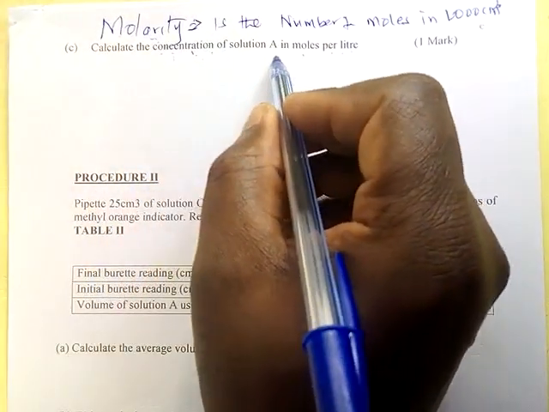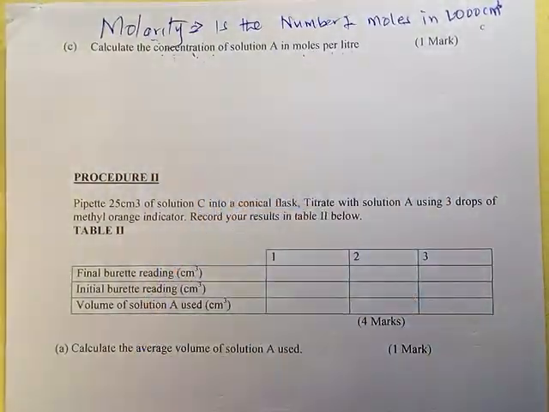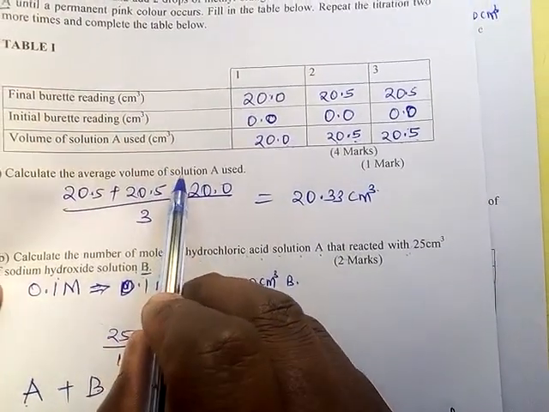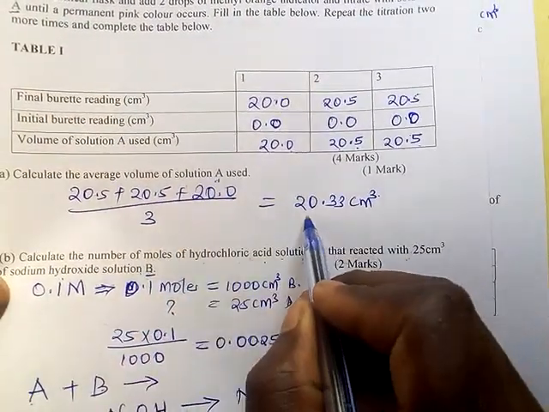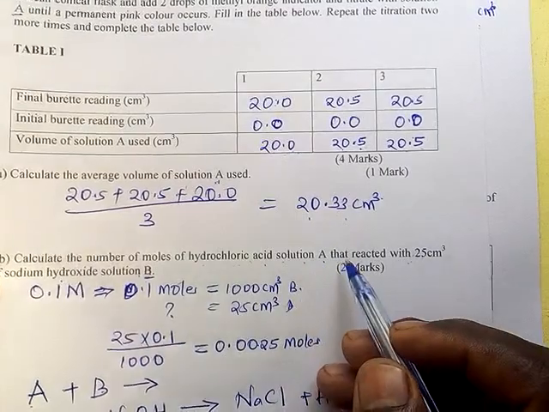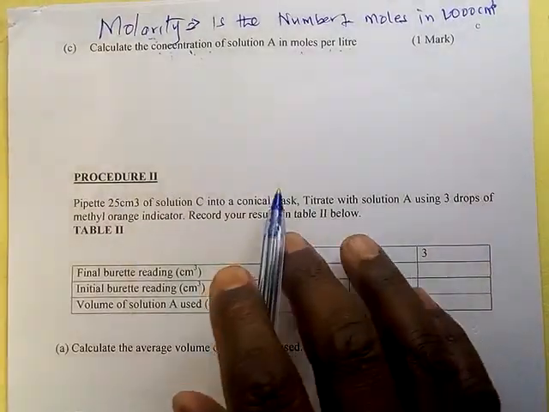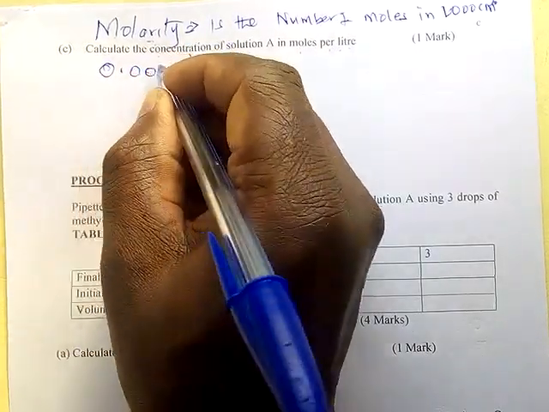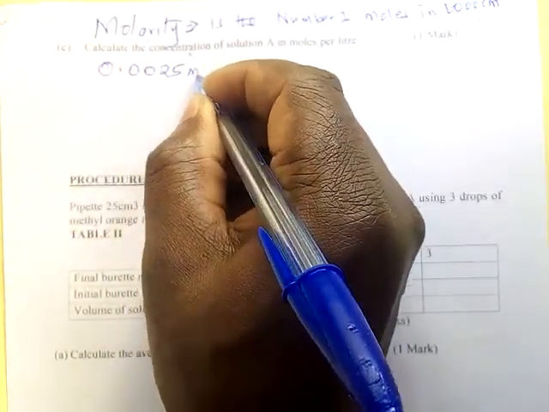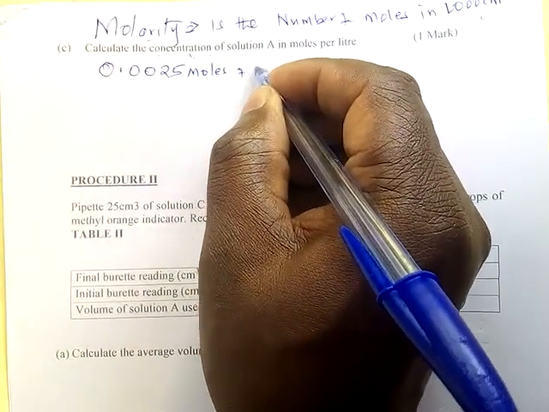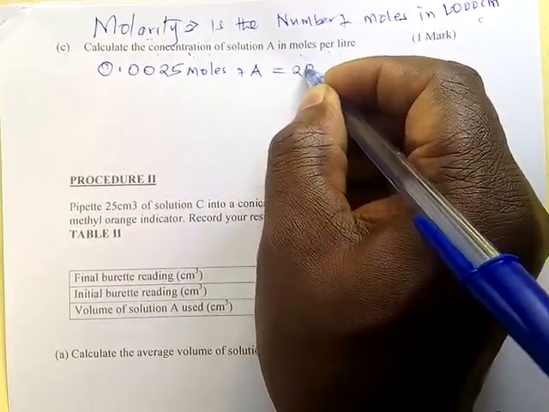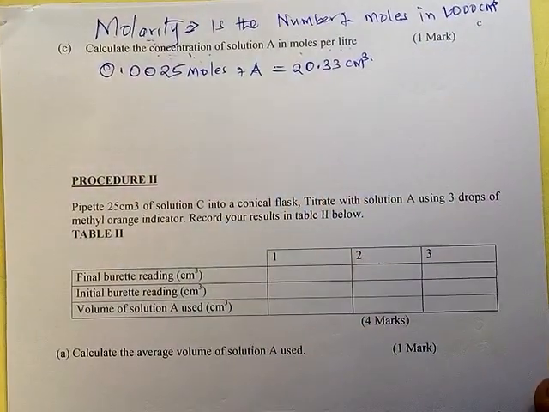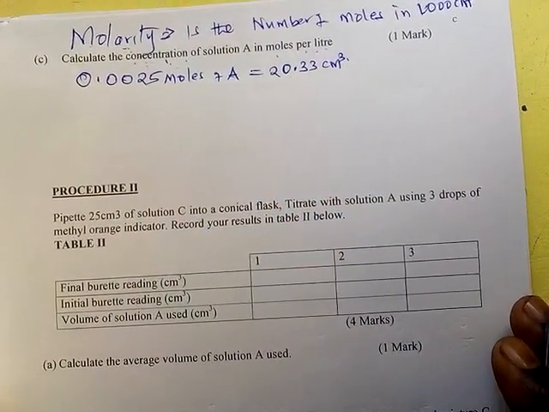Now we have the number of moles of solution A for the volume we used. The volume of solution A used is 20.33 centimeters cube. So we know that 0.0025 is the number of moles of A in 20.33 centimeters cube. That is the volume that reacted with 25 solution B.